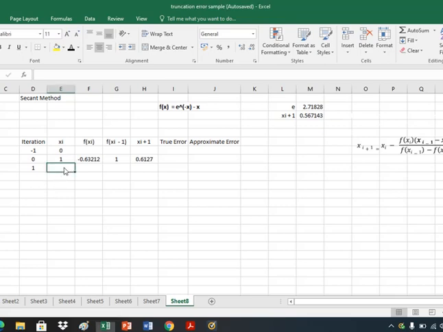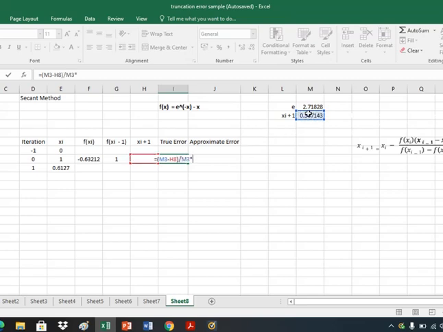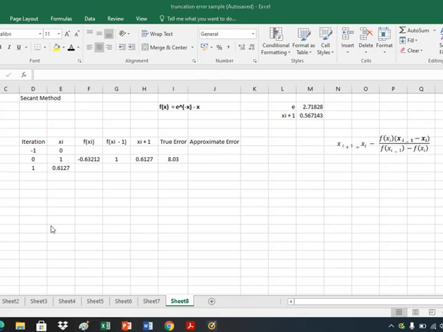Now let's go to the next iteration. So maging x of i niya ngayon is a current value. Okay, for true error, we have the true value 0.5678 minus the current value divided by true value times 100%. Kung ilagyan siya ng absolute value, we have an error of 8.03%.